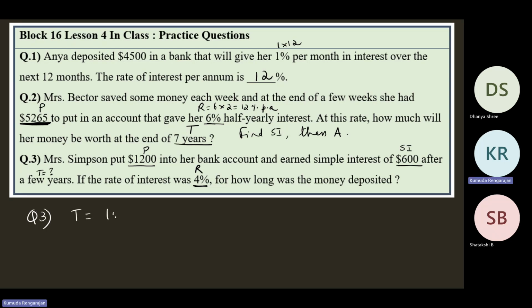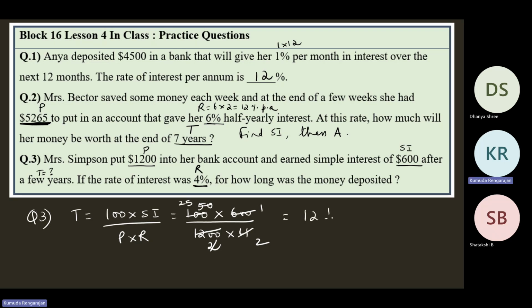T is equal to 100 into SI by P into R. 100 into SI, 600, by P, 1200, into R, 4. 600 ones are 600, twos are 2. 2 ones are 2, 5 times. 4, 2 twos are 25 times. So 25 by 2, 12 and a half years. 12 and a half years.